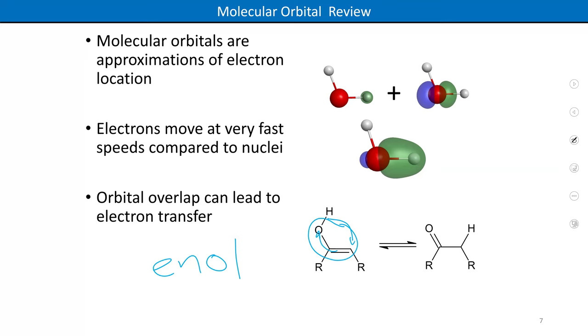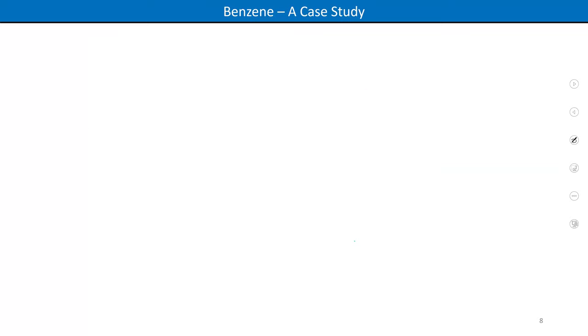This doesn't matter. You don't need to memorize that or anything right now. We'll talk about enols and ketones in great detail when we get there. But just the idea that a pi bond and a sigma bond can overlap, or a pi bond and lone pairs can overlap, in a way that allows for electron transfer. That's going to be really key when we start talking about this. All right, so let's do a case study. We're going to do more historical chemistry.